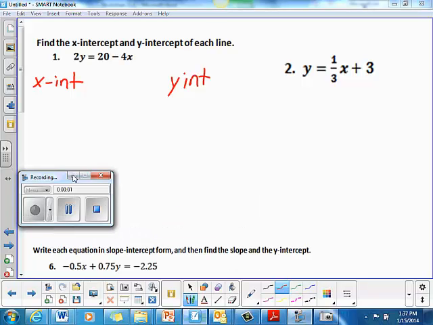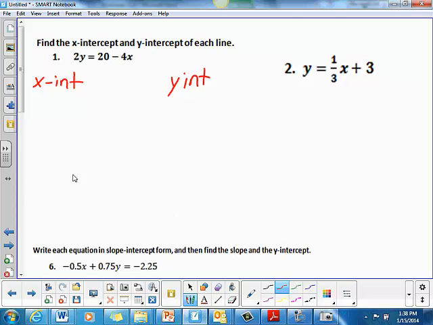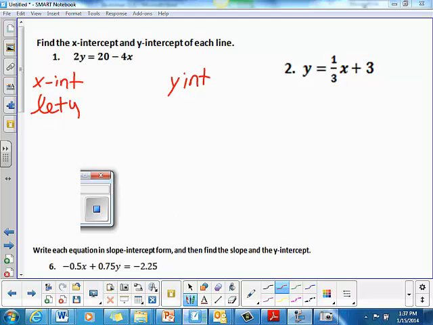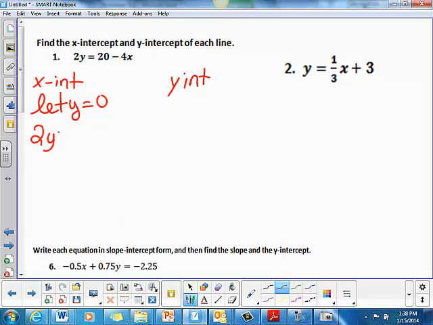What is the value of y? So when I find the x-intercept, the first thing I'm going to do is let y equal 0. I'm going to start with this equation, 2y equals 20 minus 4x, and let y equal 0 because I know that this line crosses the x-axis when y equals 0. So wherever I see the letter y, I'm going to substitute in a 0.